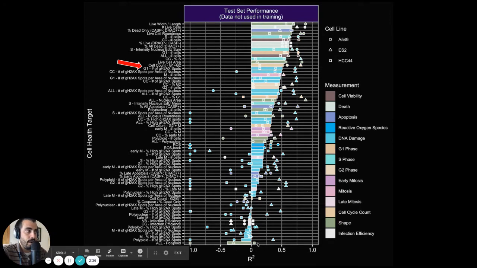The x-axis is R squared, where the higher the bar, the wider the bar, the better the performance. And they're also ranked from high to low. And so there's a handful of models that are performing really well. So the live width to length ratio, predicting the number of live cells, predicting the percentage of dead-only cells or live cell roundness, the number of cells in S phase. And there's other models that are performing to a moderate degree. Just in general, the number of gamma H2AX spots, the number of cells in mitosis, reactive oxygen species, apoptotic cells, and so on. We do see quite a lot of cell line variation, but in general, we are detecting some signal.